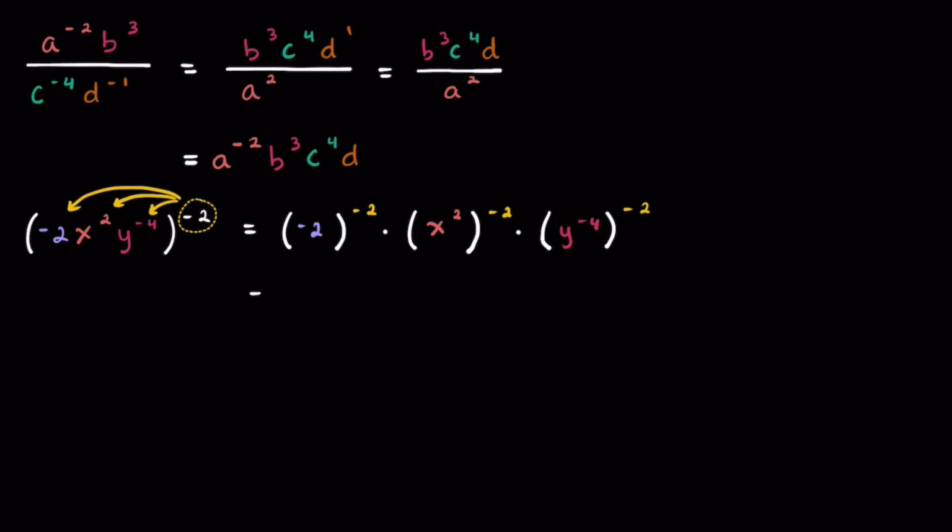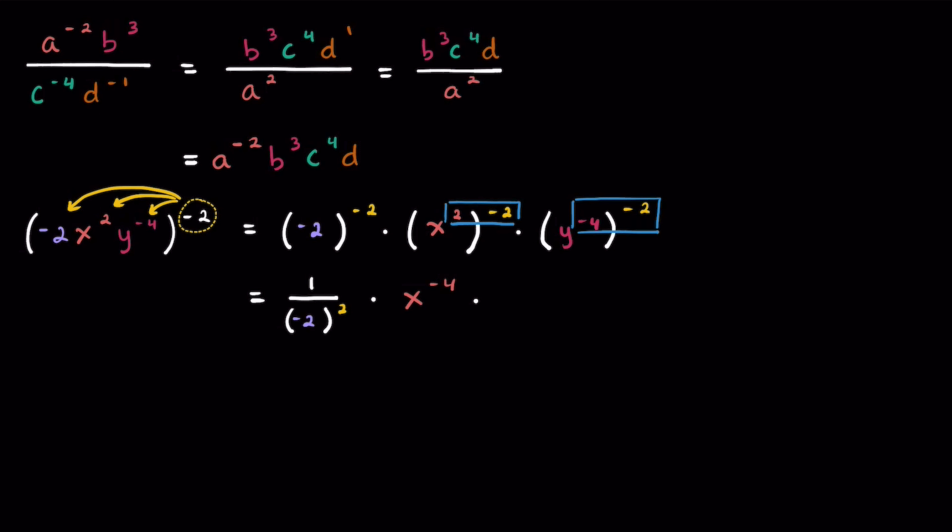Now, if we're going about it this way, what we're going to do next is take this negative 2 raised to the negative 2 power and rewrite it. So we're going to have 1 over this negative 2, but that's going to be raised to the positive 2 power, just like this. And then we're going to multiply that by these other pieces. So if we have this x to the second power raised to the negative 2 power, keep in mind we're going to multiply those two together. So if we do that, we're going to get x to the negative 4th power. Okay. And then if we go ahead and apply this y to the negative 4th power raised to the negative 2 power, negative 4 times negative 2 is positive 8.